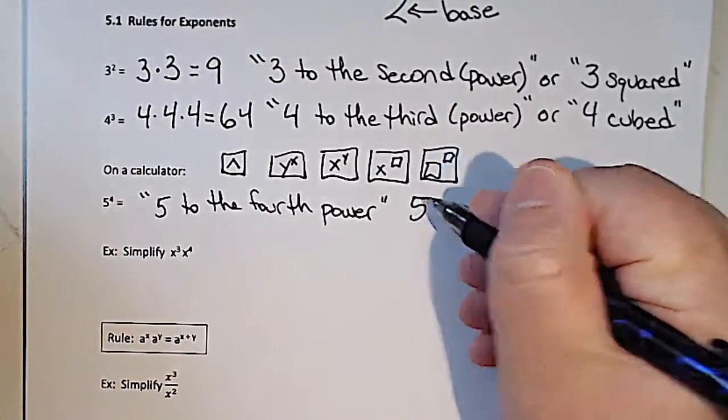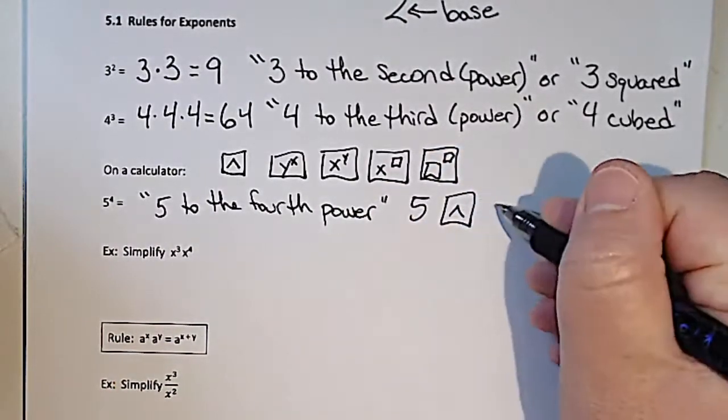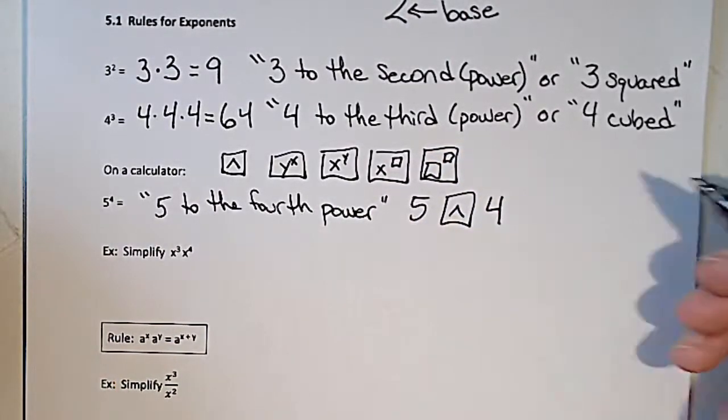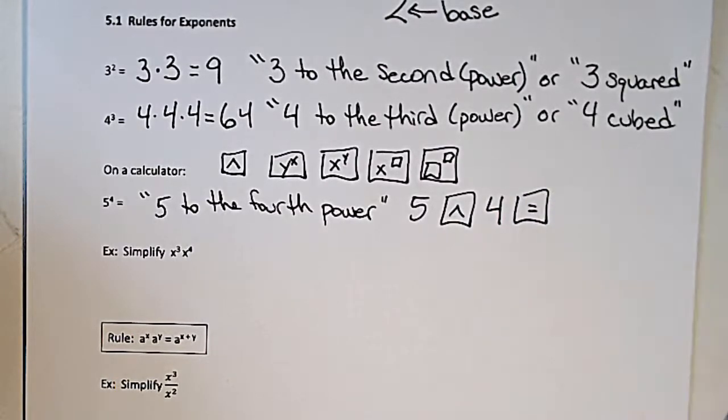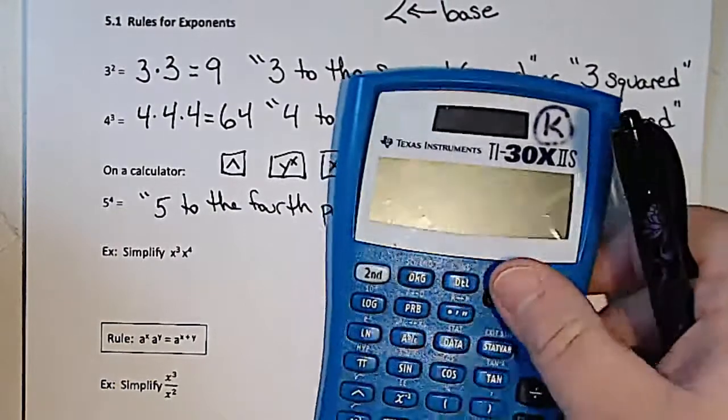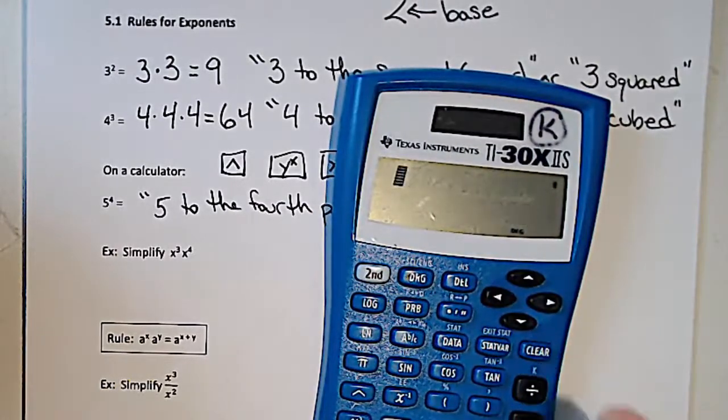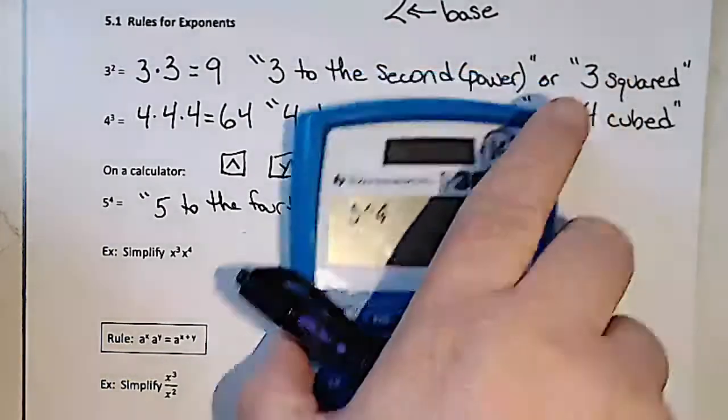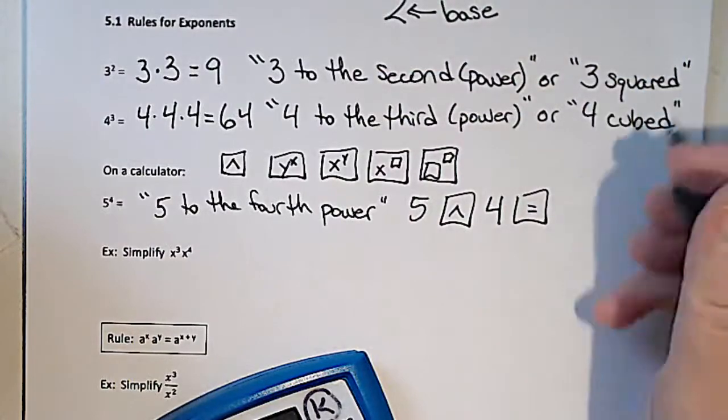You're going to type in 5 to the 4th power. You type in 5, then whatever your exponent key is, then the exponent, and then equals or enter. In this case, I believe it's 625, but let's grab the handy dandy calculator. 5 raised to the 4th power equals 625. Woohoo! Ding, ding, ding. Isn't that exciting?